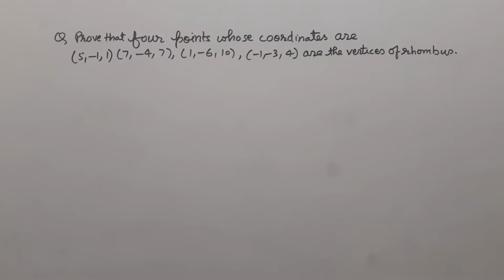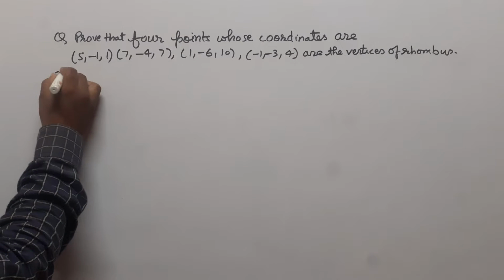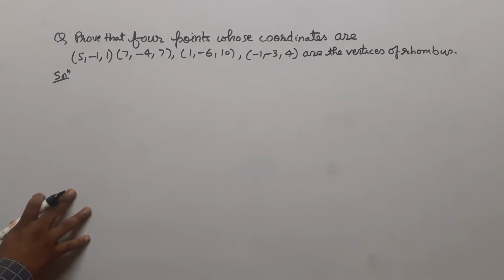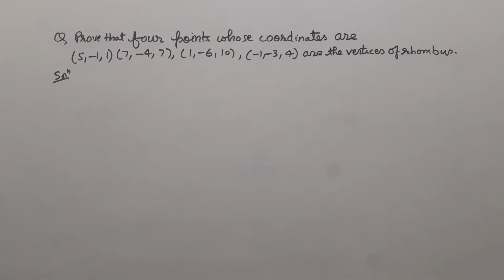Students, in this question we have to prove that the 4 points whose coordinates are (5, -1, 1), (7, -4, 7), (1, -6, 10), and (-1, -3, 4) are the vertices of a rhombus. Since we know that a rhombus is a parallelogram in which all sides are equal and the diagonals are not equal.